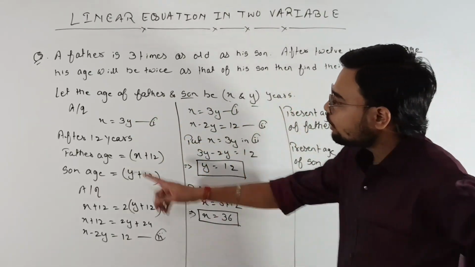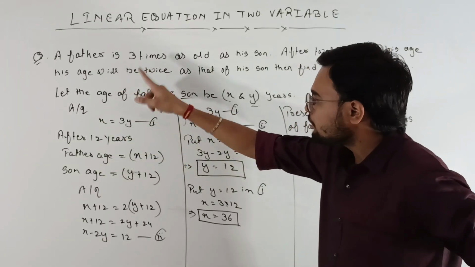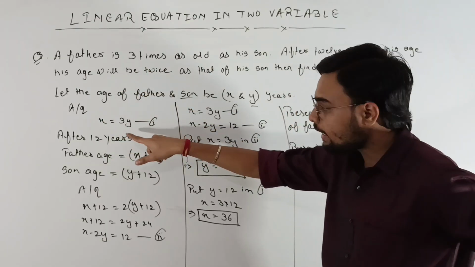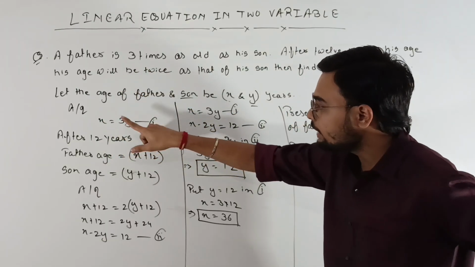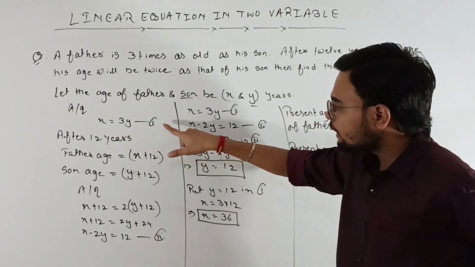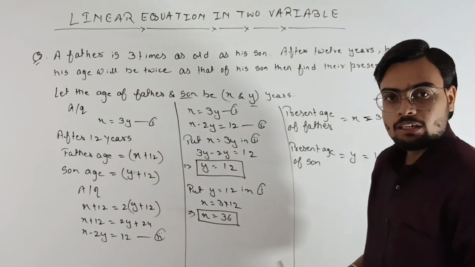Okay. Now according to question, father is 3 times, which means x is equals to 3y. X is the age of father and y is the age of son. Is 3 times, which means x is equals to 3y. Now this is my first equation. Now what happened after 12 years?